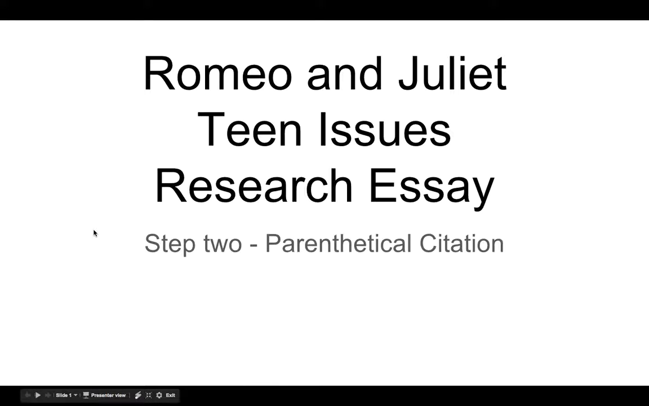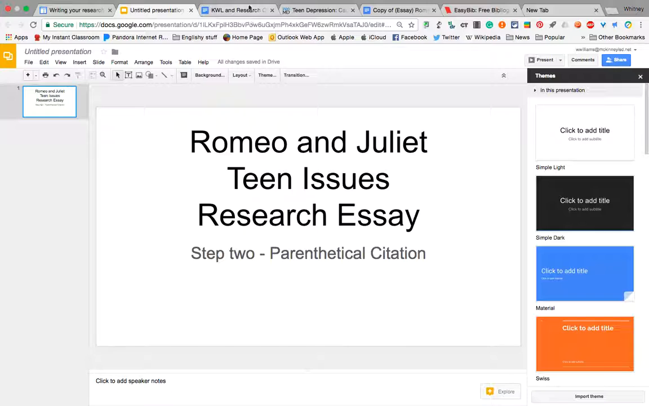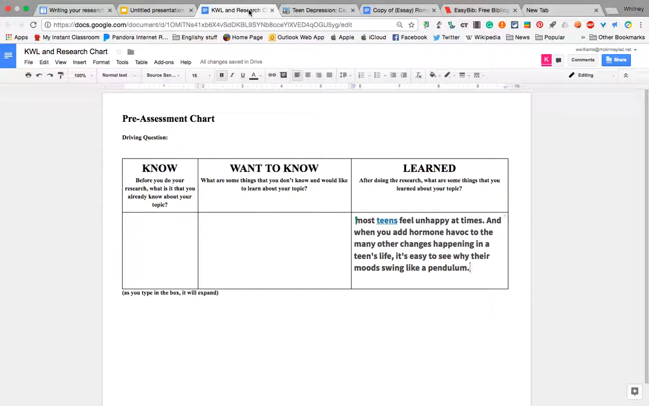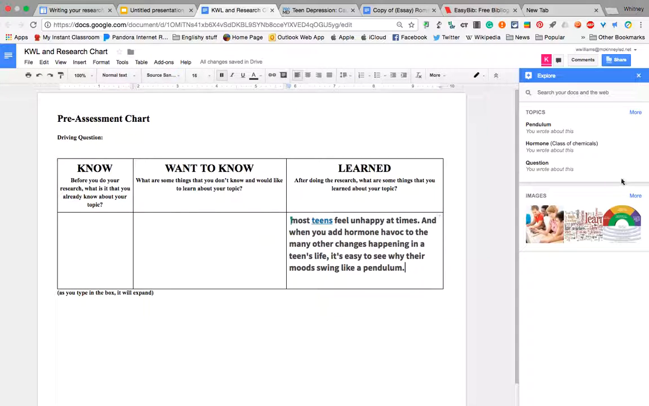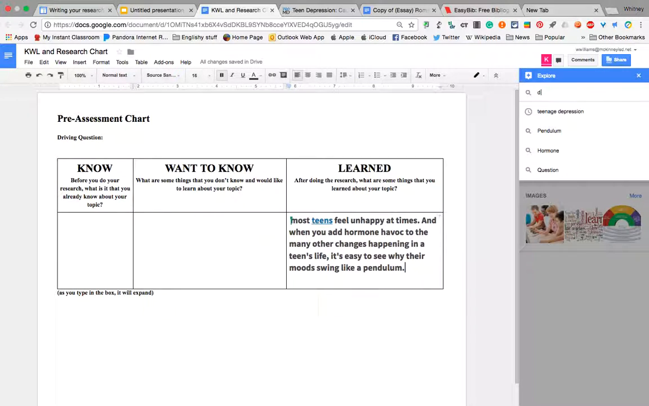The next step and final step in your research essay is parenthetical citation. To create your bibliography for your essay, you're going to go back to your research chart and see all of the things that you've learned. You should have been citing your information as you go.